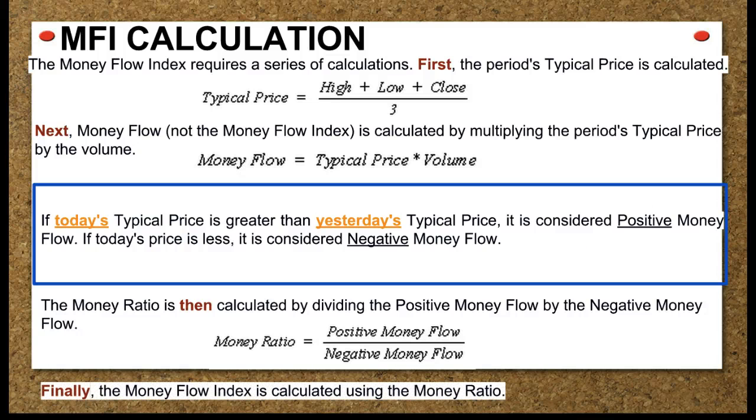And then finally, we can calculate the money flow index. There is an equation for that, and I'll show you that in our example. So we have 4 steps. Make sure you've written down step 1, typical price, step 2, our money flow, step 3, our money ratio, and then we'll look at step 4 when we get to that.